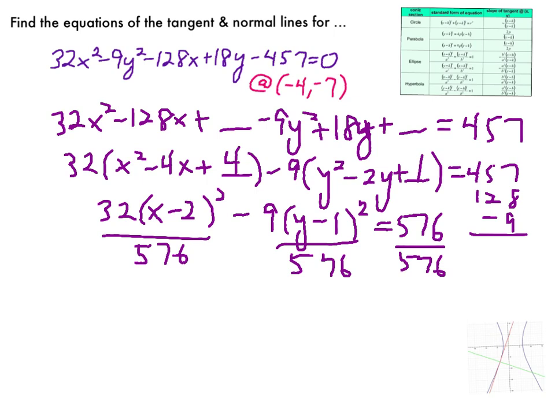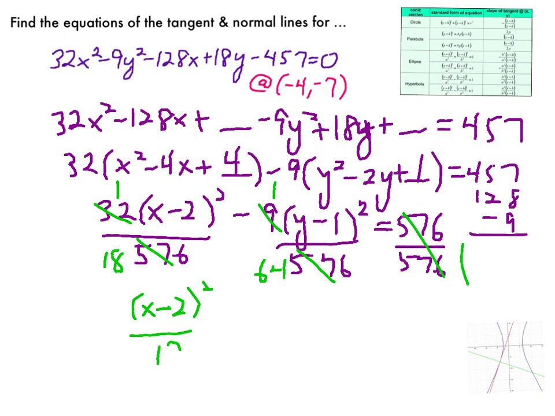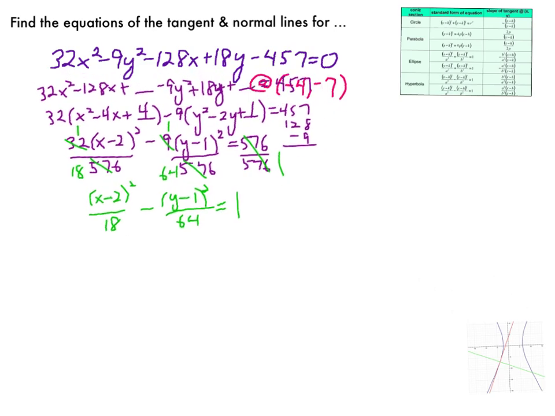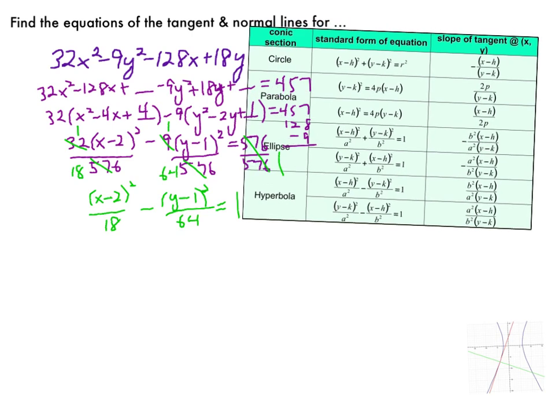Okay. Now what happens here is 32 over 576 reduces to 1 over 18. And 9 over this reduces to 1 over 64. And of course this is 1, which gives us our standard form of the equation as x minus 2 squared over 18 minus y minus 1 squared over 64 equals 1. We have a hyperbola. We have a hyperbola with the x term as the positive fraction. So, referring to this, we have a hyperbola where the x is positive.